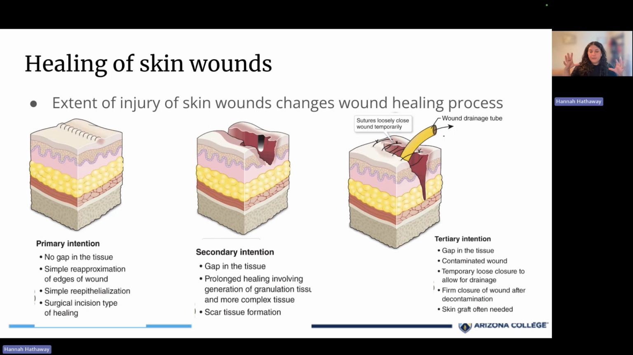Usually these are wounds that are really big in area. So often these are wounds that are going to need some sort of skin graft in order to close the wound. The body won't be able to completely heal it by just making lots of granulation tissue like you would with a secondary intention wound. So this would be a really severe wound, for example, a burn or an ulcer, a pressure ulcer.